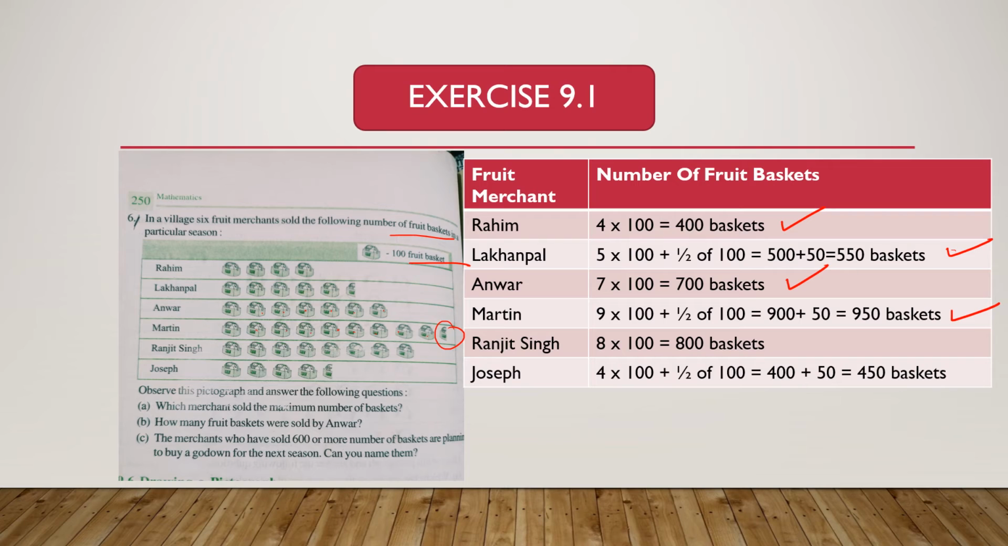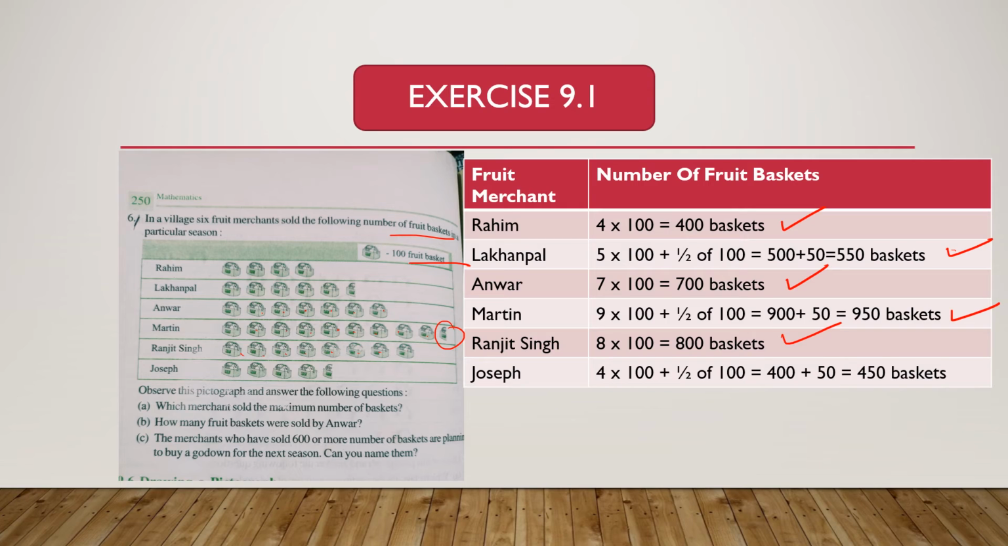And Ranjit Singh is 1, 2, 3, 4, 5, 6, 7, 8. 8 fruit baskets, and one pictograph fruit basket is 100 fruit baskets. So 8 multiplied with 100 fruit baskets is 800 baskets. So Ranjit Singh sold 800 baskets.